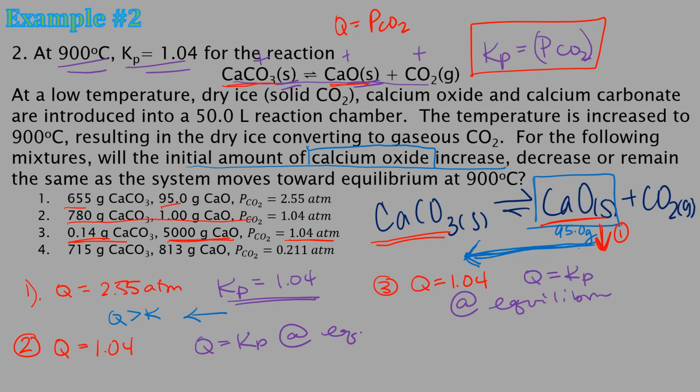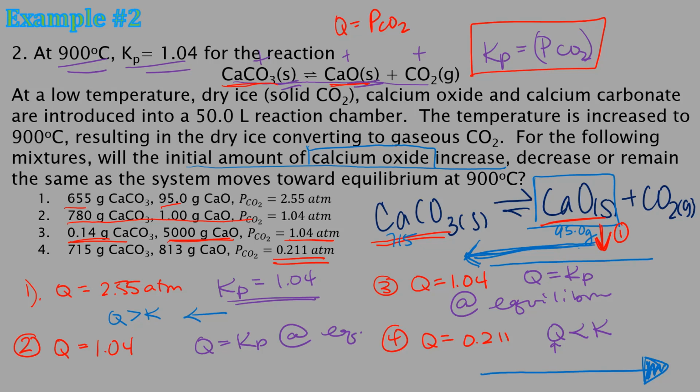And then the very last one here, number 4, my Q is going to be equal to 0.211. And so if Q is 0.211, that means that Q here is less than K. And so if it's less than K, my Q needs to get bigger until it becomes equal to K. And so the only way to make Q bigger is to make the products more. And so this time the reaction that's written up here is going to shift to the right, right? So on number 4, the reaction is going to shift this way. So it's going to consume calcium carbonate.